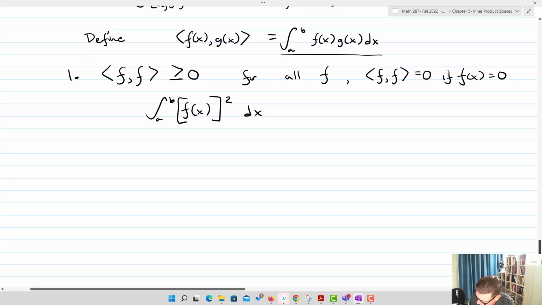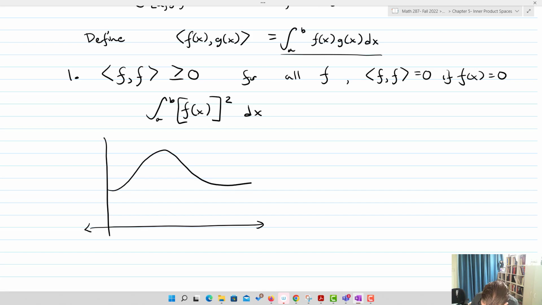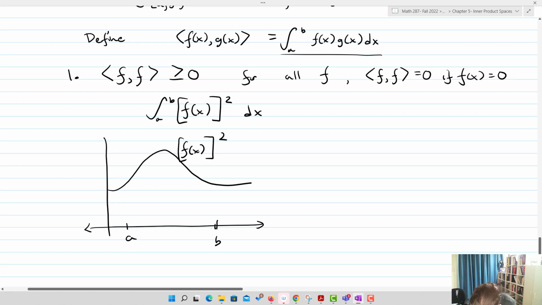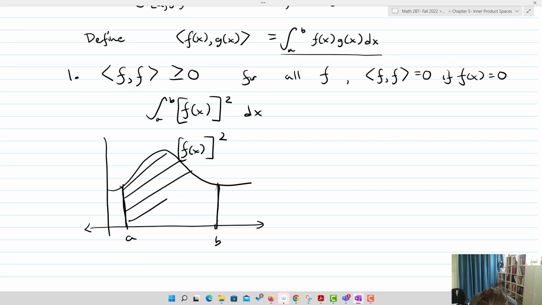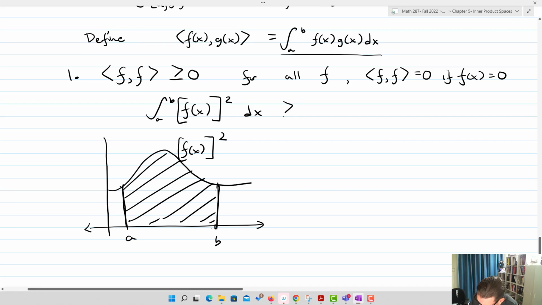And so if we imagine what we're basically getting if we take that integral, let's say, for example, this here is f of x squared. So there's the function f of x squared. Here's a, here's b. And since it's a non-negative continuous function for all values, because we're just squaring all the values of f of x, what we're looking for is the area under the curve. Basically we're looking for that area in there. That's got to be greater than or equal to 0. So basically we can see the picture there.